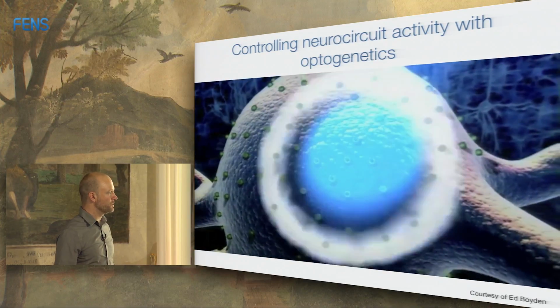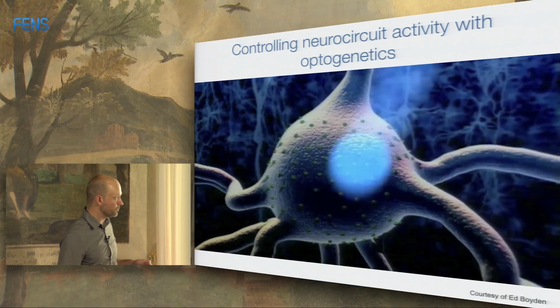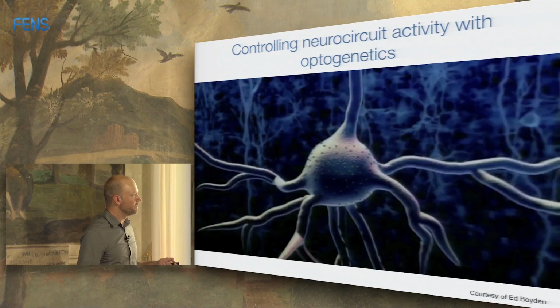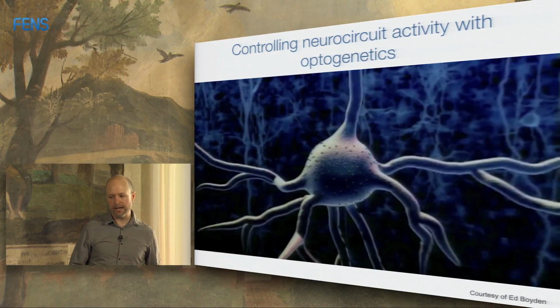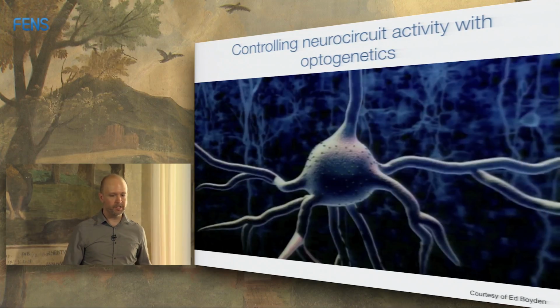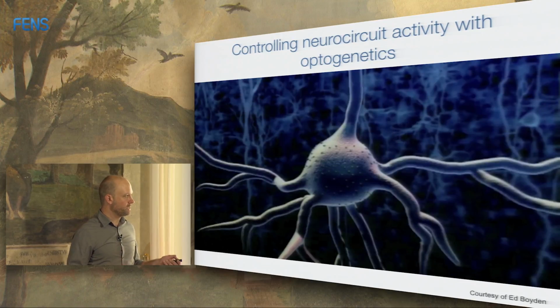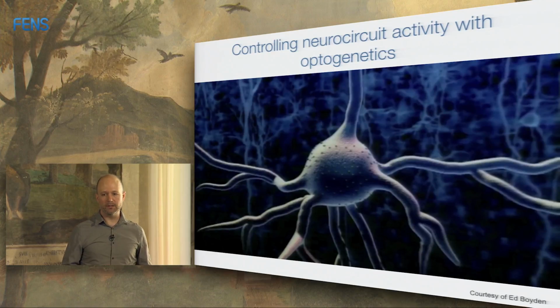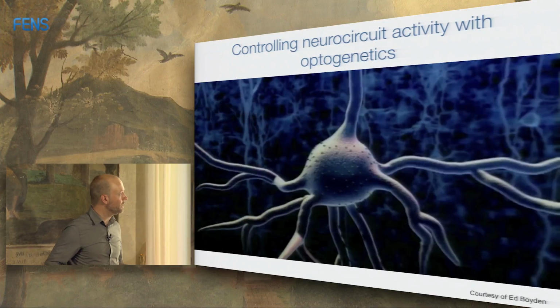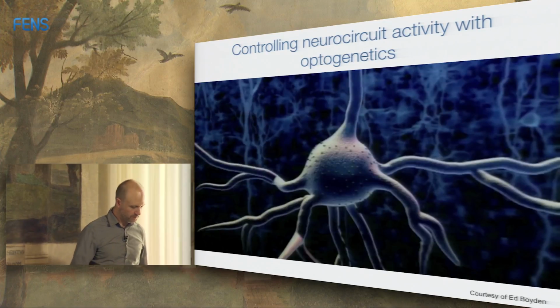Channelrhodopsin-2 was originally described in green algae, where it's used as a photosensor, and sometime in the sort of early 2000s, the gene encoding channelrhodopsin was placed into mammalian cells, and it was shown that if you express this molecule in neurons, you can then apply light to the tissue to open this channel and thus control the membrane potential of the neurons and cause stimulation in this case.